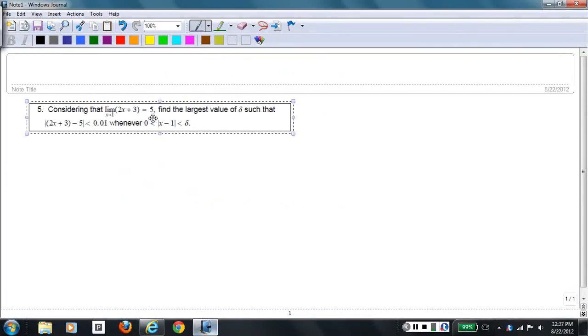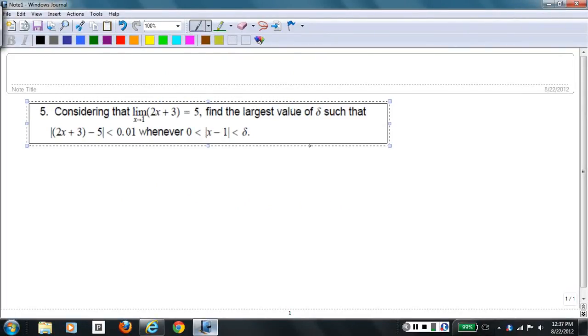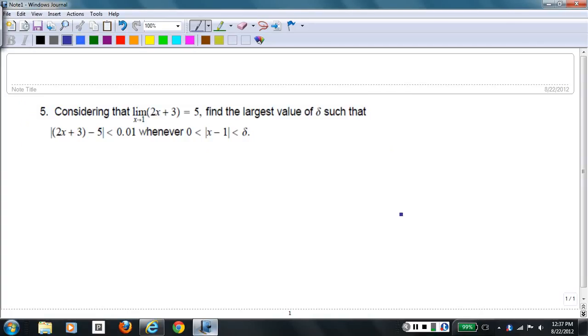Considering that the limit of the expression 2x plus 3 as x approaches 1 equals 5, we're going to find the largest value of delta such that the function value, 2x plus 3, is less than 0.01 units away from 5, whenever the x value is less than delta units away from 1. So we want the delta that we find to make this happen.